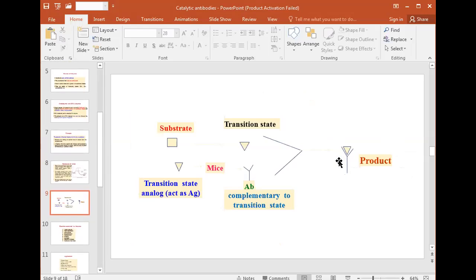So this is the scheme of how they function. If we are developing it using a hapten along with the antigen, the transition state analog acts as an antigen. This triangle is showing the transition state analog, and this is the substrate, that is the hapten, and we are injecting both into mice. In the mice blood, B lymphocytes are present, and they will produce antibodies complementary to the transition state analog, that is, complementary to the antigen. Now the antibody will conjugate with the antigen, the transition state analog, and will give rise to the product.